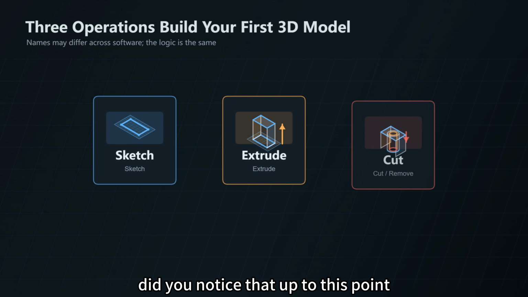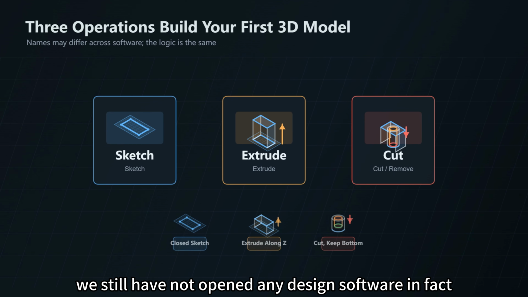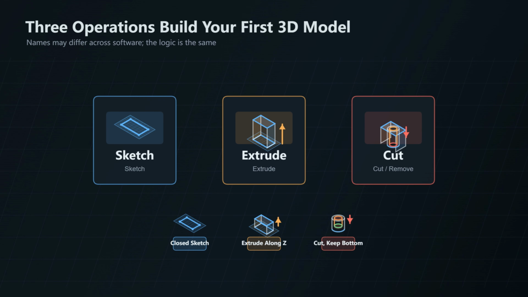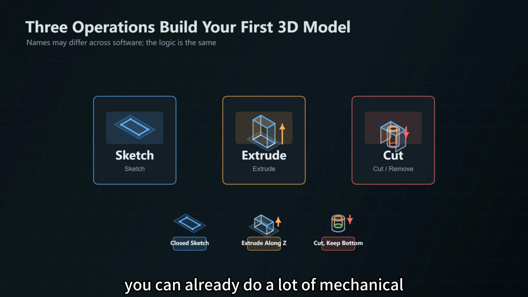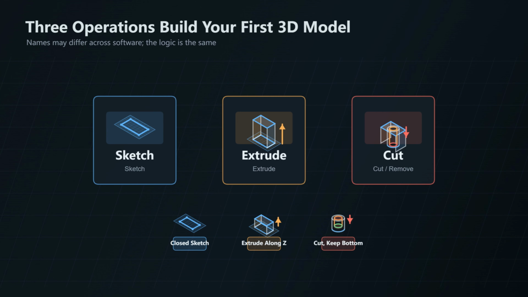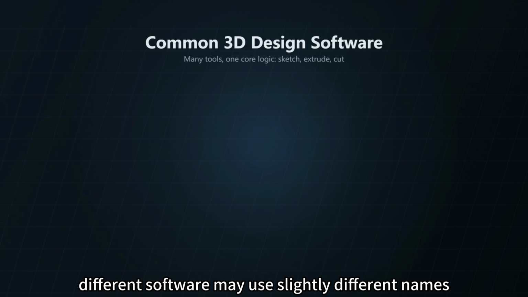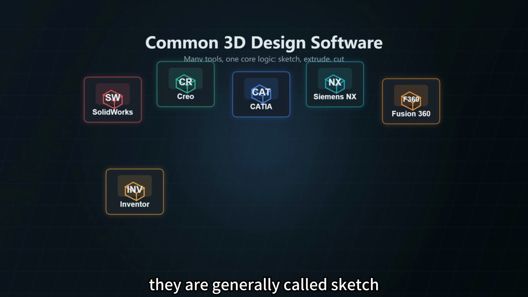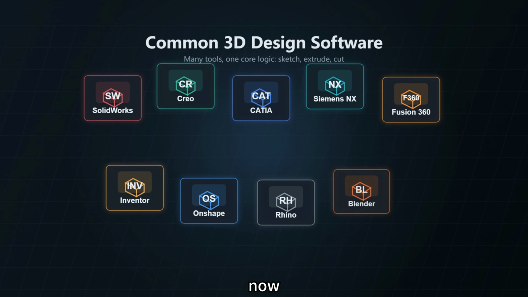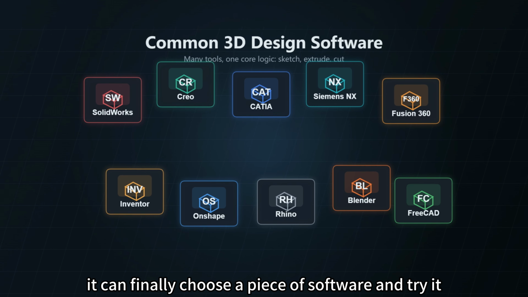Did you notice that up to this point, we still have not opened any design software? In fact, once you understand these three most basic operations, you can already do a lot of mechanical or structural design work. Different software may use slightly different names, but in most CAD tools, they are generally called sketch, extrude, and cut. Now you can finally choose a piece of software and try it.